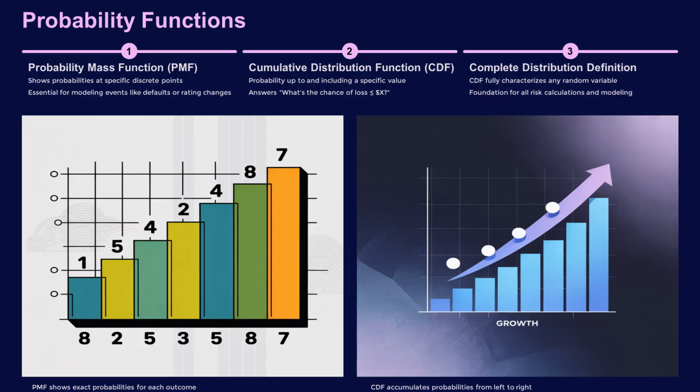Key takeaway: PMF gives probabilities at points. CDF accumulates probabilities up to a point. And importantly, the CDF fully characterizes the distribution of a random variable.